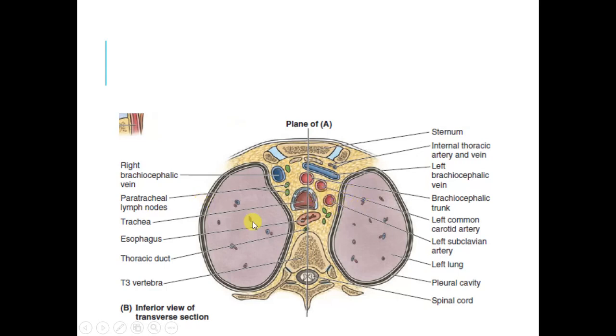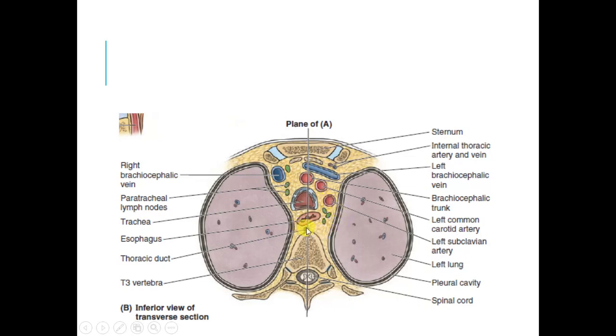Both sides are the lungs. This is the right lung, this is the left lung. Mind it, you are seeing from below, the inferior view. So anteriorly is the sternum, posteriorly are the vertebral bodies. Anterior to the vertebral body is the esophagus, then anterior is the trachea. Then the branches of the arch of aorta are shown here: the brachiocephalic trunk on the right side, the left common carotid and left subclavian on the left side.